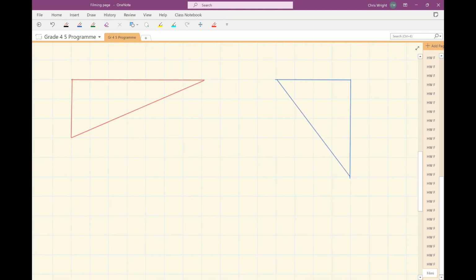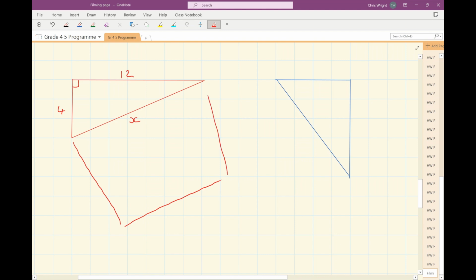First of all, I've got a red triangle here. Now, let's imagine that I was given these sides. Let's say that that has a length of 4, and that has a length of 12, and we're asked to find the length of that line x there. Well, the first thing to realise, of course, is that x is the hypotenuse. So that will be the largest square. So what I'm going to do is I'm going to do 4 squared, which is 16, and 12 squared, which is 144. Those are the areas of the other two squares.